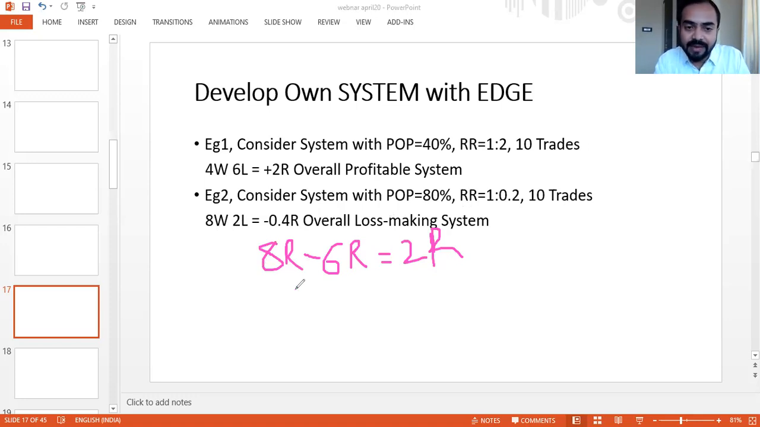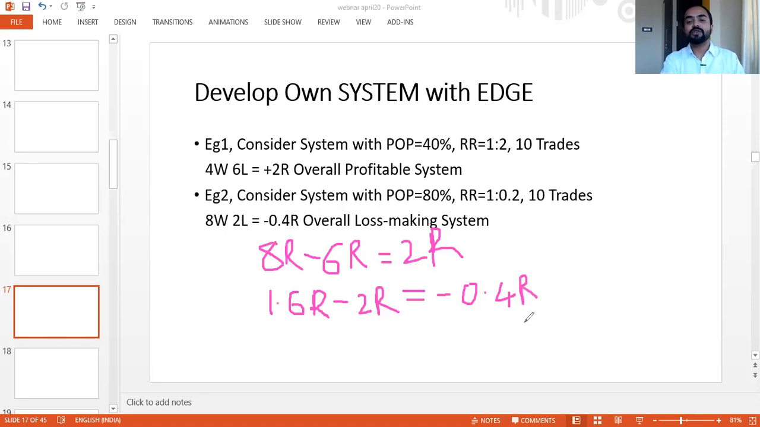So now in 8 winners, every time I'm right, I'm making 0.2. So in 8 trades, I will make 8 into 0.2, that is 1.6R. This will be my overall profit, and my loss will be 2 into 1, that is 2R. So overall, I am in loss of 0.4R.